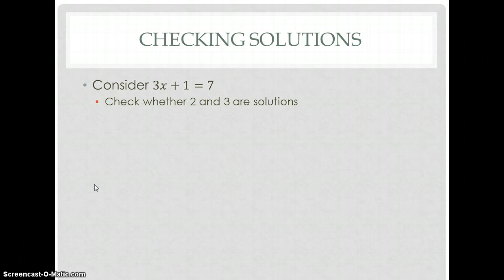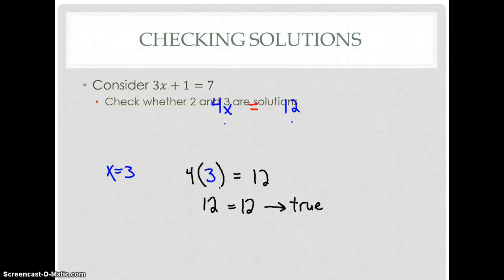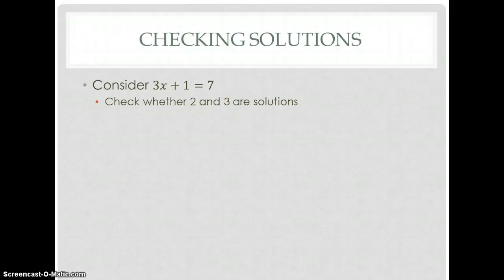So kind of picking up with that are checking solutions. Here we have two examples. Check whether 2 and 3 are solutions. So let's start by writing this down. 3x plus 1 equals 7. We're going to write it down twice because we have two different ones to try. We want to compare them side by side. So we have 3x plus 1 equals 7.